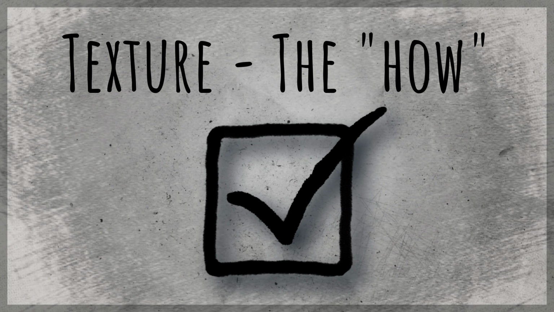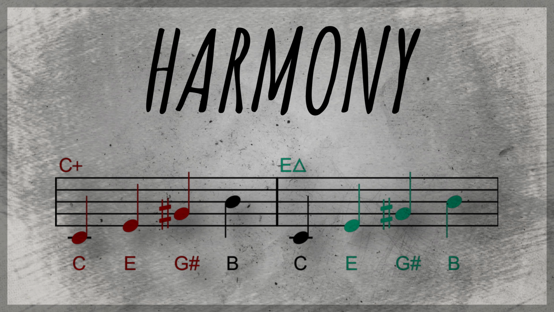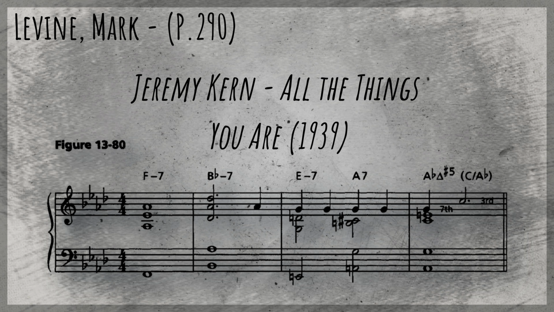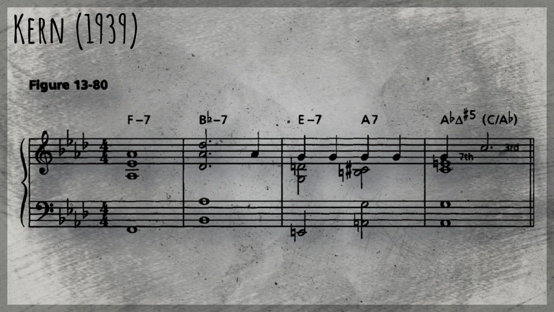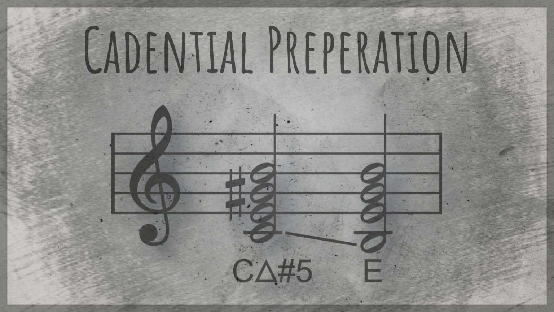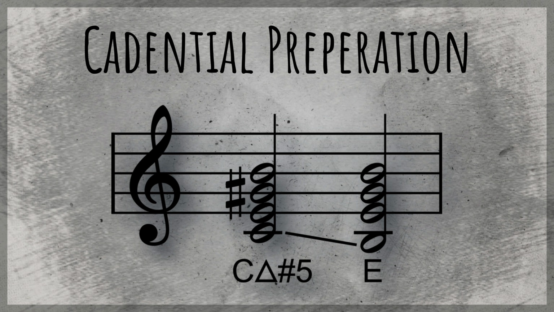So with texture covered, let's move to harmonic features and uses of our chord. We already have a historical example of this chord's use. In this case, it functions as an alternative color or flavor of A-flat major. With that said, we could also treat this chord as a preparation for a cadence.